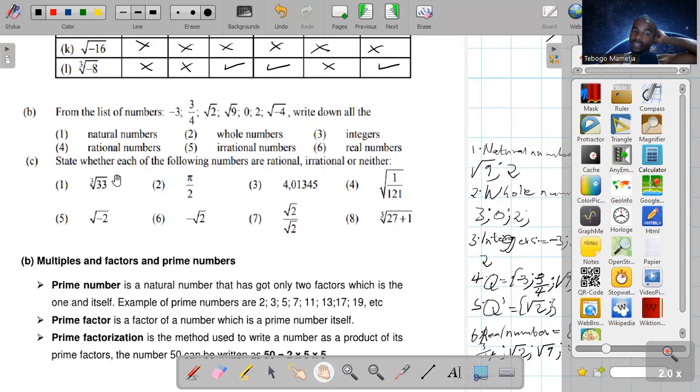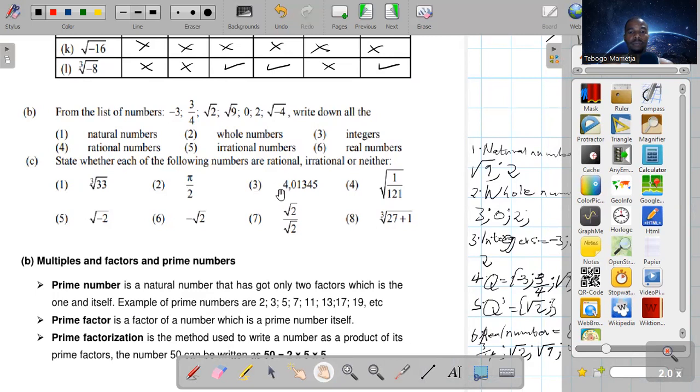So the second one is pi divided by 2. Remember, when we divide pi by 2, or multiply pi by 2, or by any number, that number is going to give you, again, a number which is non-terminating and non-recurring. So that number qualifies to be an irrational number.